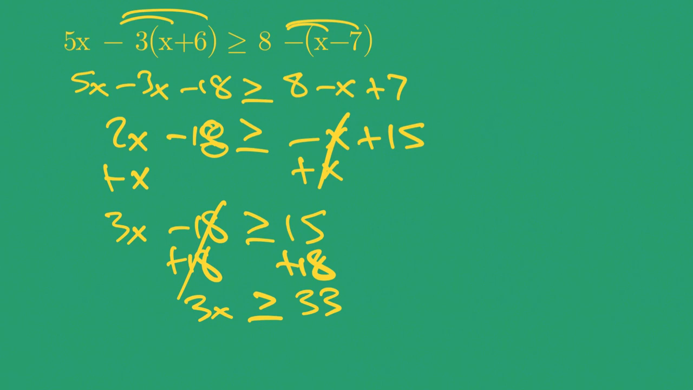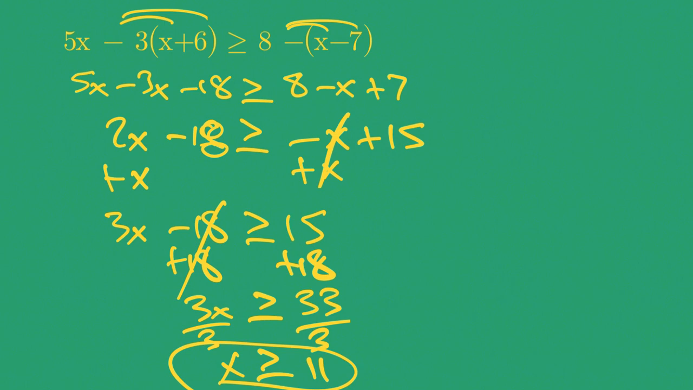Divide both sides by positive 3. x is greater than or equal to 11. You're dividing with a positive number, therefore the inequality stays the same.